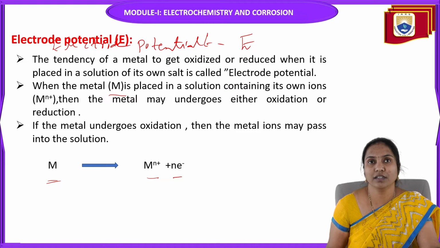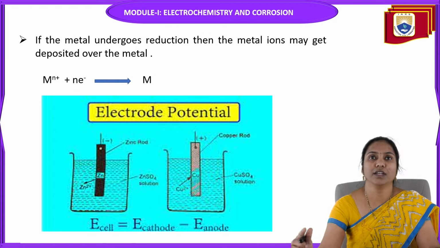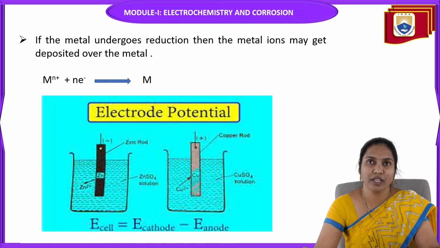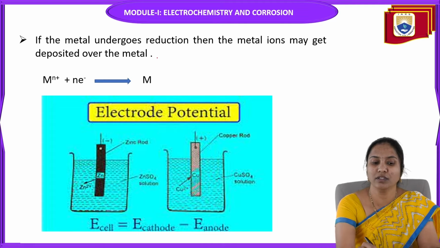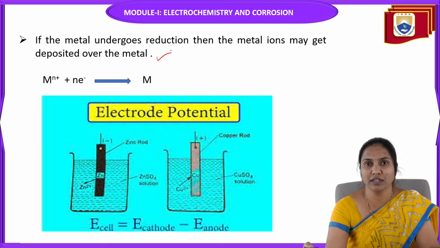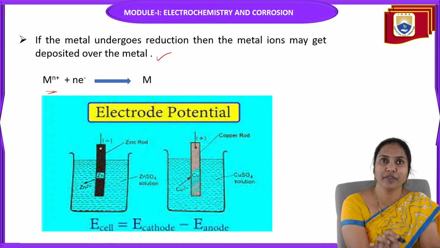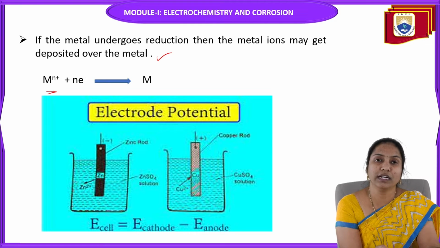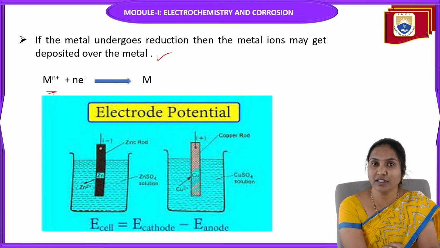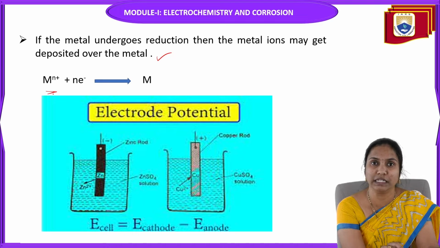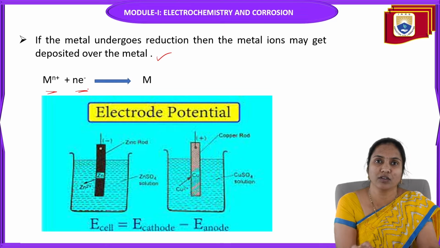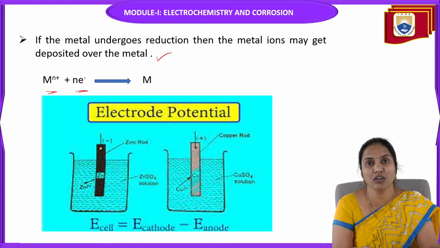But otherwise, if the metal undergoes reduction, the metal ions may get deposited over the metal. Reduction means gain of electrons. So when we dip this metal in the solution of its own salt, if it undergoes reduction, meaning gain of electrons, the metal ions may deposit over the metal.